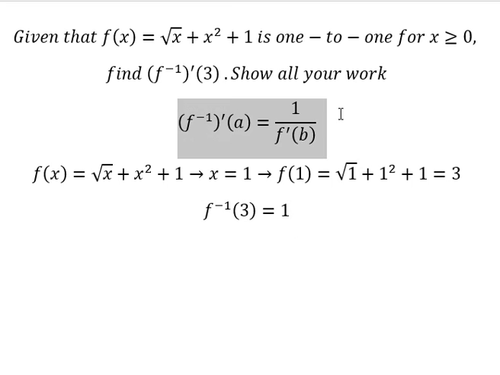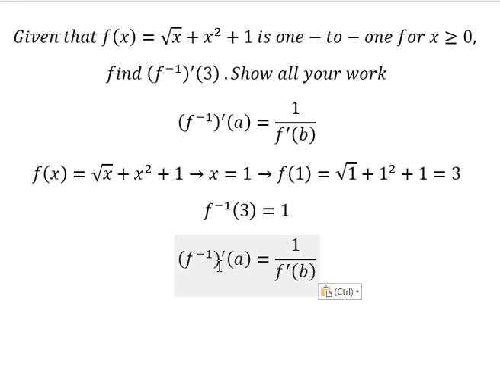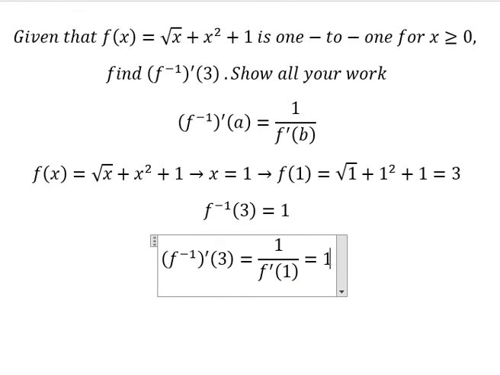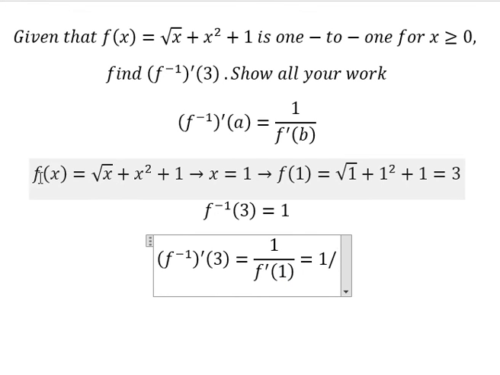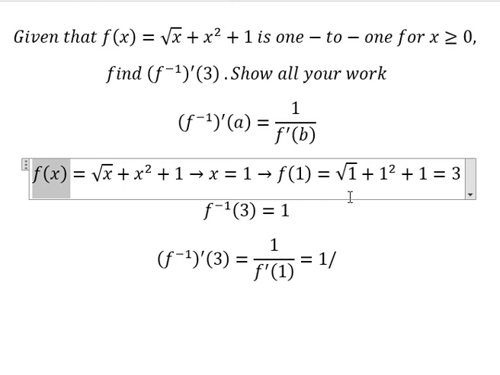Now for this one, we put s equals 3. That means this one equals 1. And now we need to find the first derivative f prime of s.